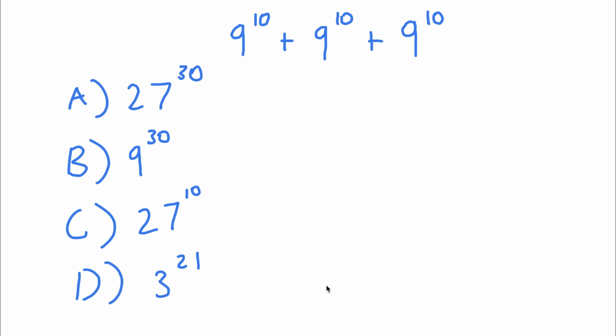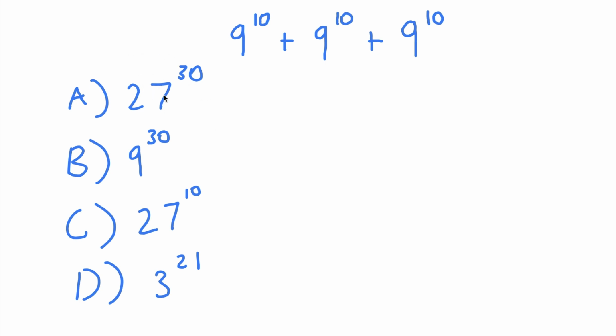Alright, so for this problem, I have 9 to the power of 10 plus 9 to the power of 10 plus 9 to the power of 10. And I have 4 answer choices. So I want to figure out which answer choice is the correct one for this problem. How I'm going to do that is I'm going to go one by one with each answer choice, and I'm going to figure out which one is the correct one.